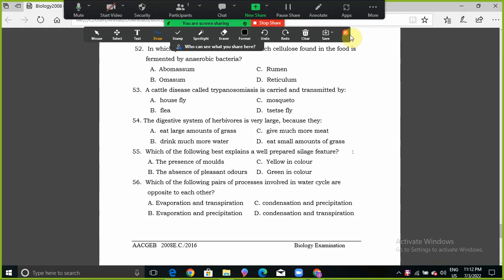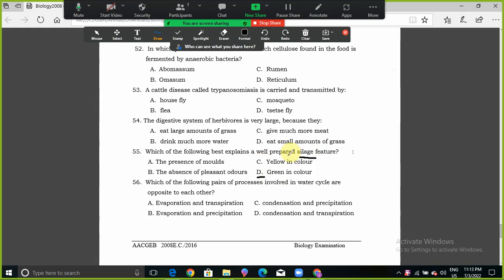Now question number 55, it says which of the following best explains well prepared silage features? The presence of molds, the absence of pleasant odors, or yellow in color or green in color? The answer is D, which is green in color, because well prepared silage features green color. Okay, and question number 56.